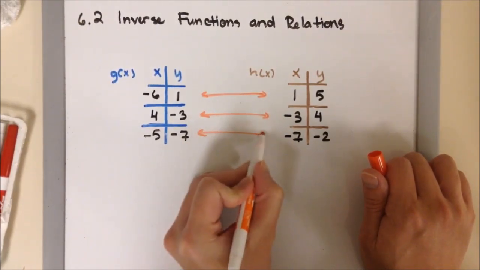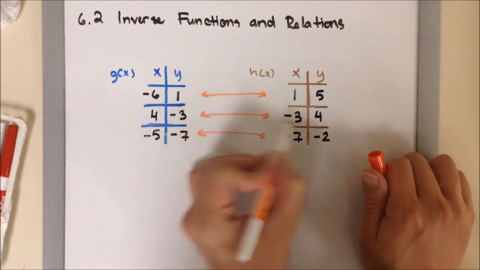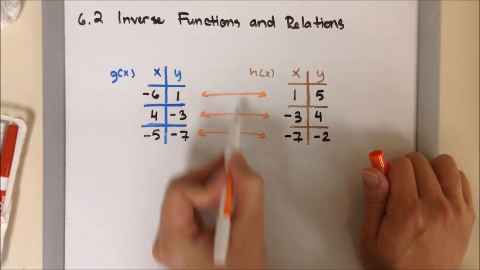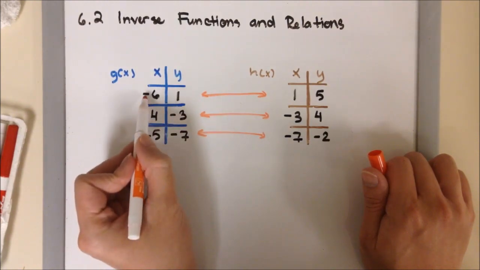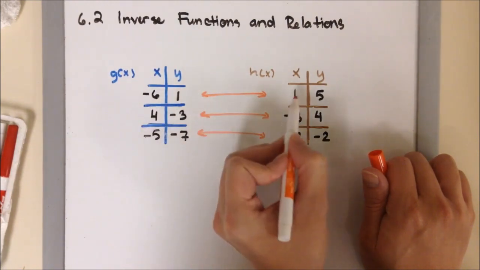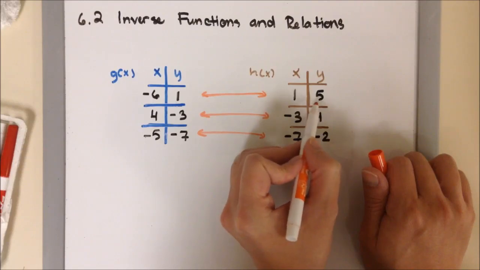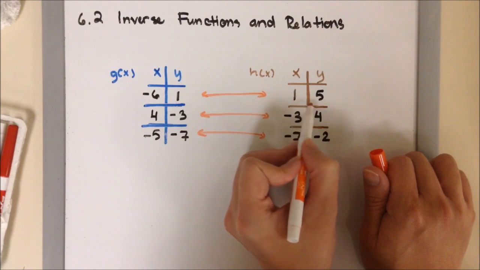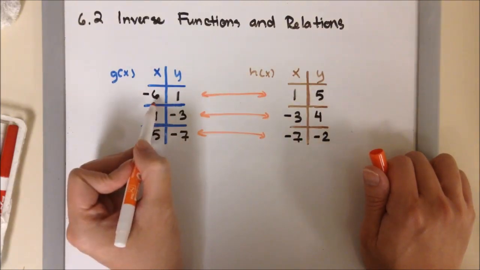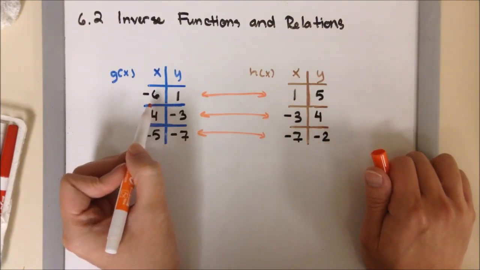we notice that only the second one is the flip version of each other, while the first one and the third one are not. So if I were to flip this, negative 6, 1, this should be 1, negative 6. Or, if I were to flip 1, 5, then this should have been 5, 1, which in this case is not.